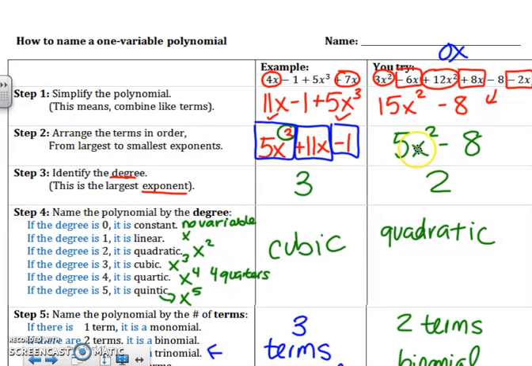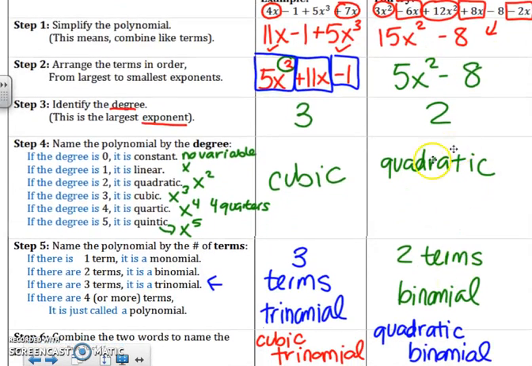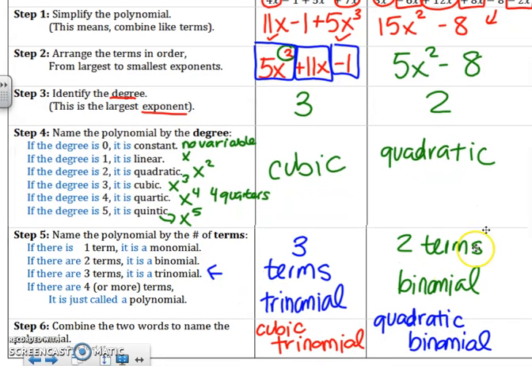The good thing was that was already in order because x squared was the highest exponent. So a shortcut is if you start combining the like term with the highest exponent, that will automatically put it in order for you. Next thing you need to do is look at the degree. The degree was a 2, which makes it a quadratic. The number of terms, there was 1 term and 2 terms. So there are 2 terms, which makes it a binomial. So when I put those 2 words together, that is going to be a quadratic binomial. Okay?